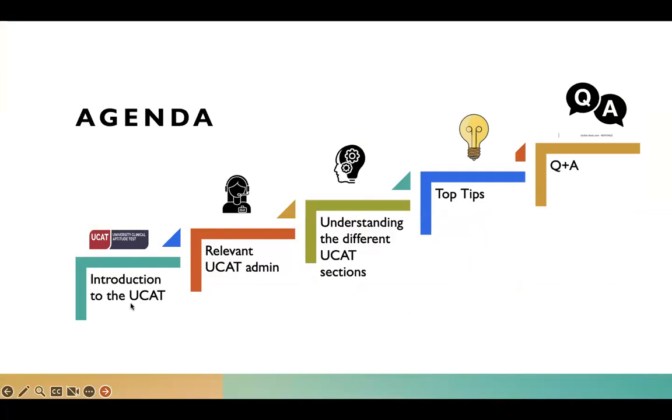So the first thing to do is just talk about the introduction to the UCAT and go through some admin-y stuff, which is a bit boring, but obviously important for you guys to know so you can write down those dates in your diary and make sure that you don't miss any of the deadlines in terms of registering. Then we'll go on to all the different types of UCAT sections.